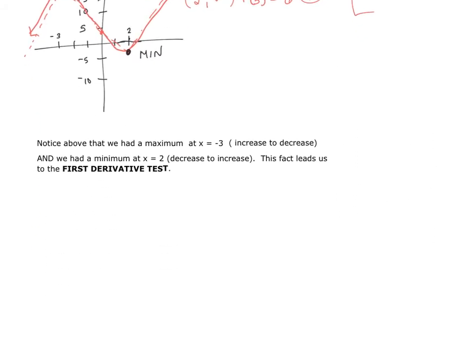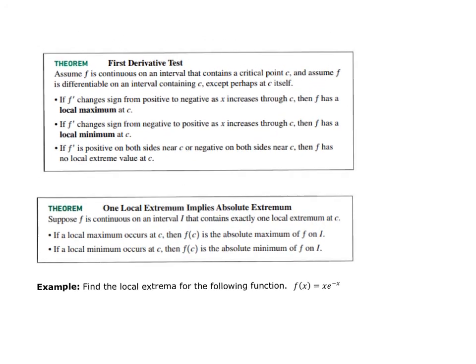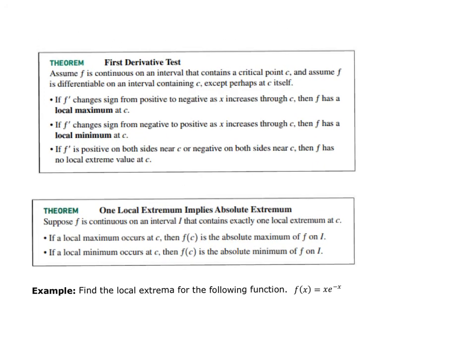So the first derivative test tells us that if a derivative changes sign from positive to negative, so increase, decrease, then we have a local maximum. If it changes sign from decrease to increase, we'll have a minimum. If it doesn't change sign, so it's positive on both sides near c or negative on both sides, then it has no local extrema.